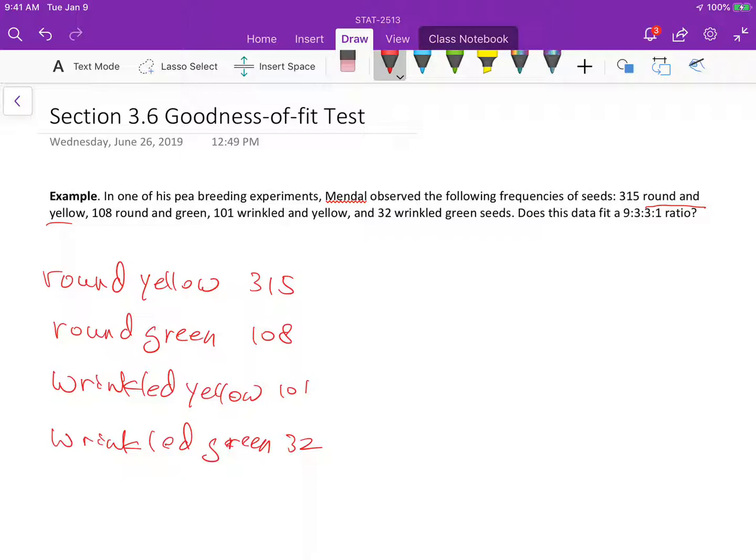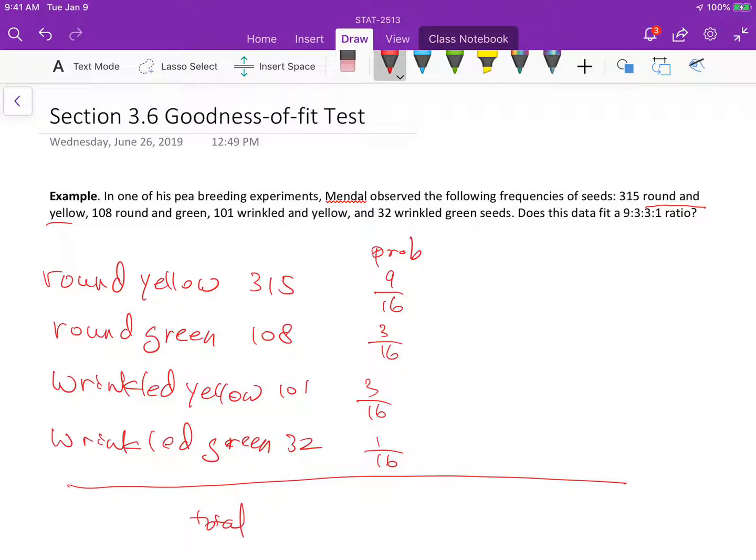So what we want to know is whether the probabilities are 9 over 16, 3 over 16, 3 over 16, and 1 over 16. If we draw a line, you can see the sum of these four probabilities is equal to 1.